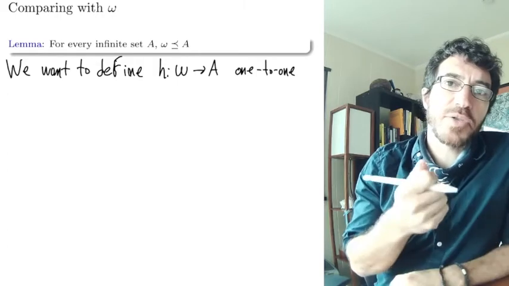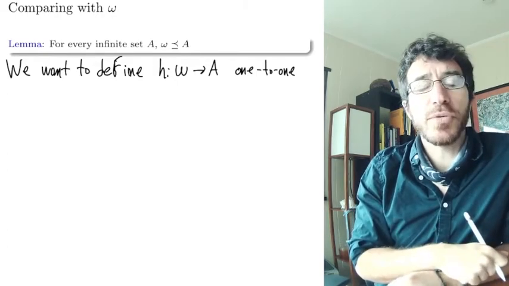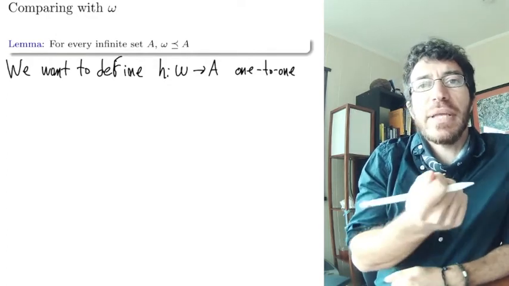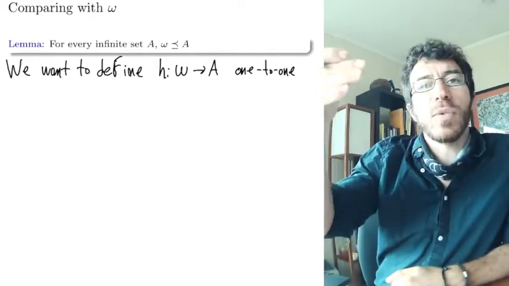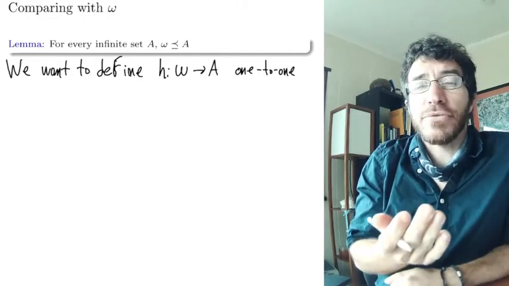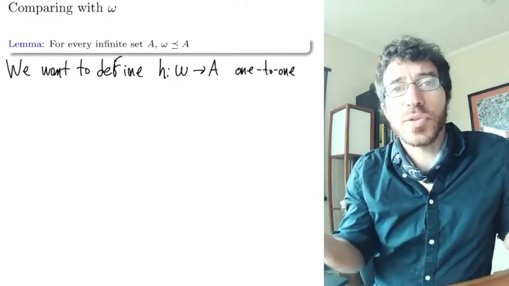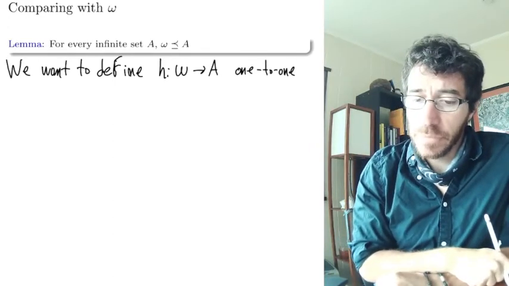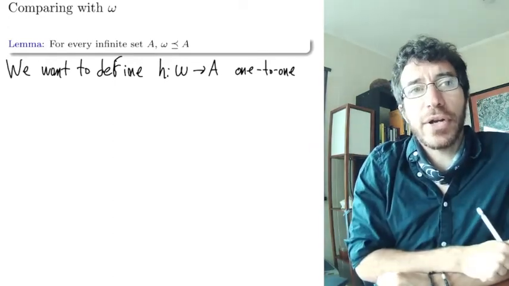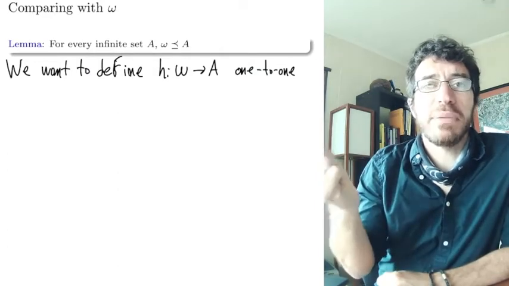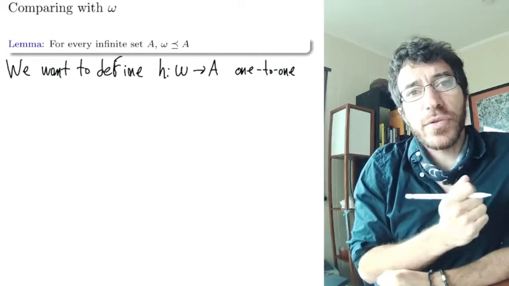A is not empty, so just an element. And h of 1, some other element of A, and h of 2, some other element of A, and h of 3, some other element of A. And we go like that, one by one, keep on defining. We're never going to get stuck because A is not finite, so there's always something else to choose. And like that, we're going to end up defining our one-to-one function. It's one-to-one because we always choose a new element that's different from the previous ones.